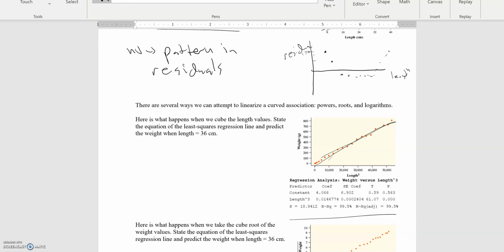And so here's the equation. Here's the information for the equation. Remember how to read this, and we're just going to use these variables here. So weight is my y. So weight hat, the predicted weight, is the constant 4.066 plus the coefficient 0.0146. I'm trying to keep some of those significant digits there for accuracy, times the x variable, which is length cubed. Blow this up. There we go.